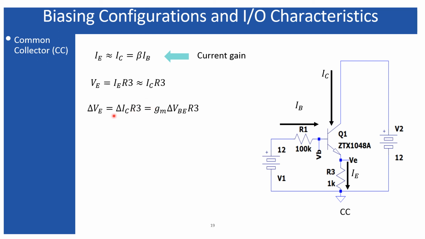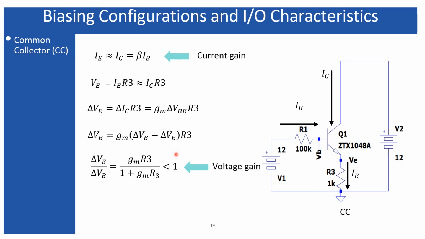Similar to the previous analysis, the differential emitter voltage is equal to the differential collector current times R3, and the differential collector current can also be replaced by the transconductance times the input voltage. Now, what is this input voltage VBE? VBE means VB minus VE. So the incremental VBE means incremental VB minus incremental VE. On the left hand side you have a VE, and on the right hand side you also have a VE. So after a little rearrangement, you can show that delta VE divided by delta VB is equal to this one.